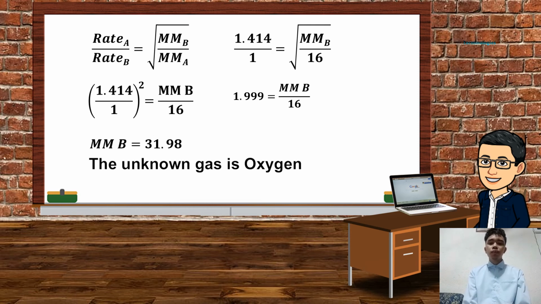1.414 over 1 squared is 1.999. 1.999 multiplied by 16 is 31.98. So the molar mass of the unknown gas B is 31.98. If we look at the periodic table, the element with a molar mass of 31.98 is oxygen. So the identity of the unknown gas is oxygen.